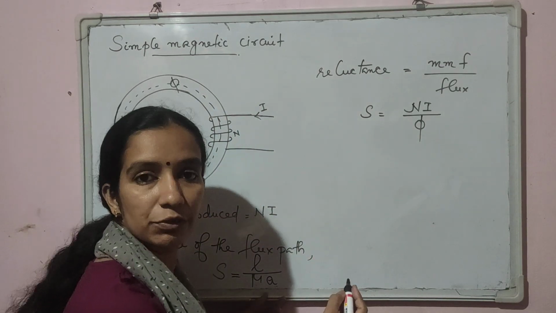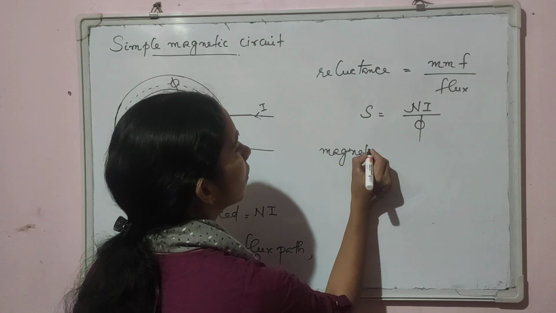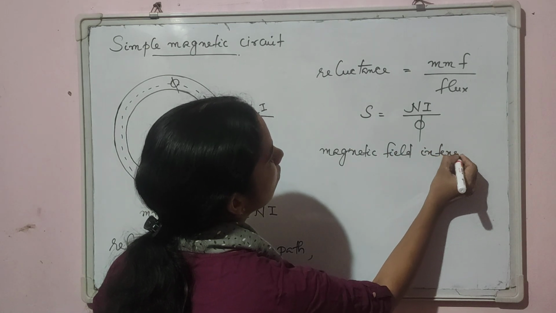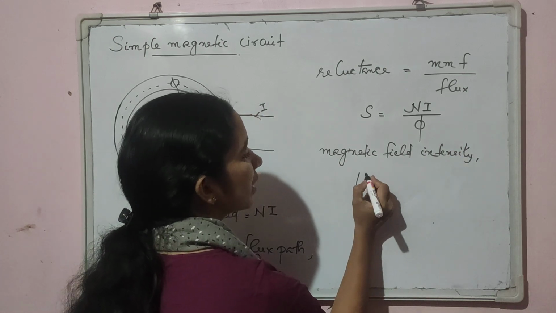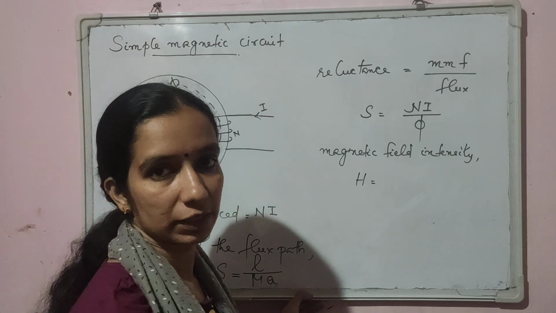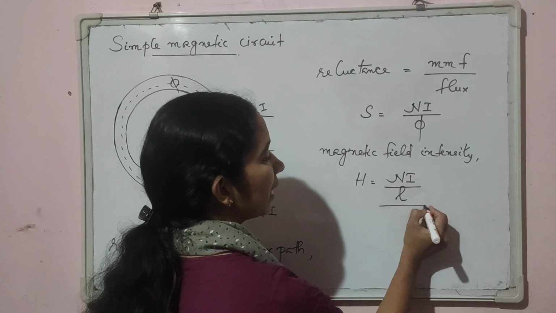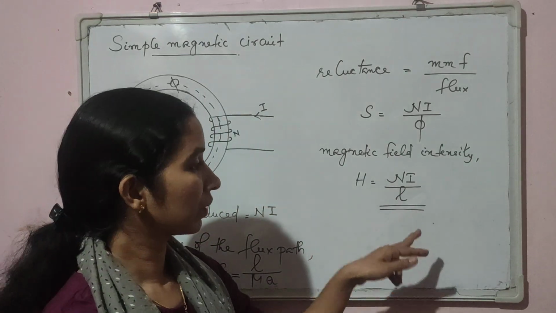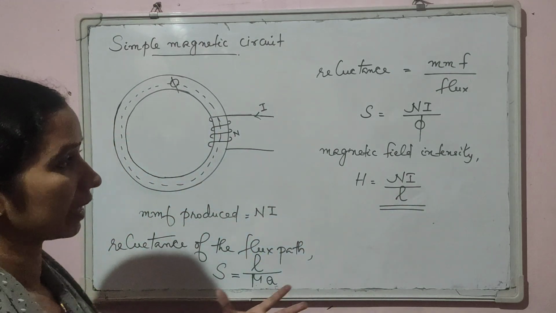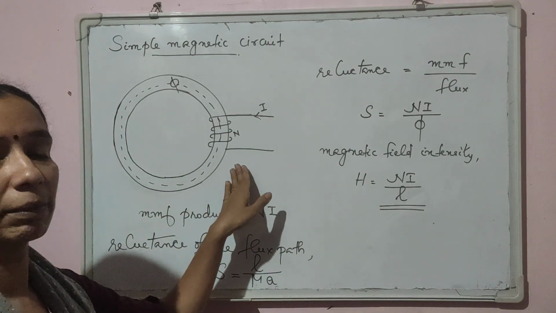Now, what will be the equation for magnetic field intensity? It is denoted by capital letter H and it is the MMF per unit length of the magnetic path. So if NI is the total MMF, NI divided by L will give us the magnetic field intensity. It is the MMF per unit length of the magnetic path. So these are the various expressions related to a simple magnetic circuit. Okay, so this is a simple magnetic circuit.